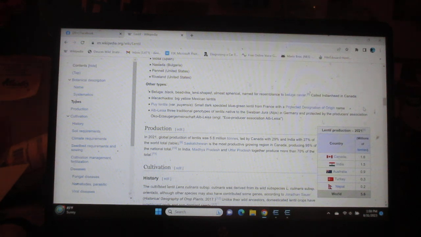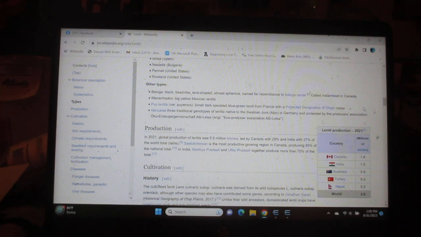Small dark speckled blue-green lentil from France with a protected designation of origin name. Alblesa: three traditional genotypes of lentils native to the Swabian Jura Alps in Germany and protected by the Producers Association. Öko-Erzeugergemeinschaft Alblesa, English: Eco Producer Association Alblesa.